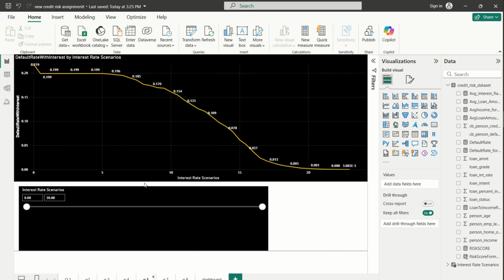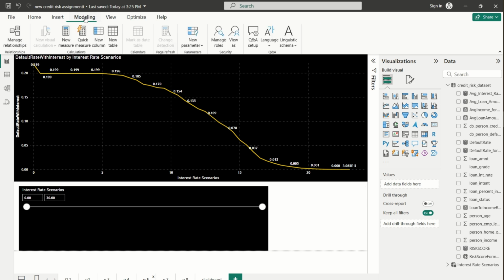Create a what-if parameter to simulate different scenarios based on varying interest rate. How do changes in interest rate potentially affect the default rate? So for this, we have to create a what-if parameter. For that, we have to go into the Modeling tab and then New parameter, then Numeric range, then one pop-up will come.